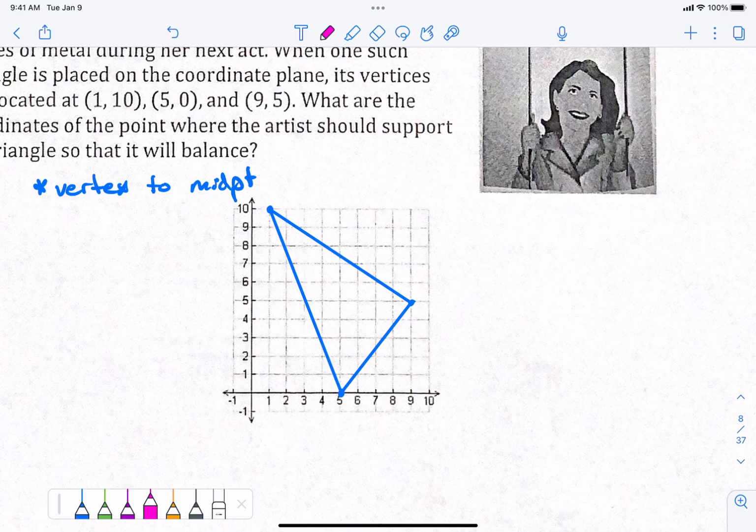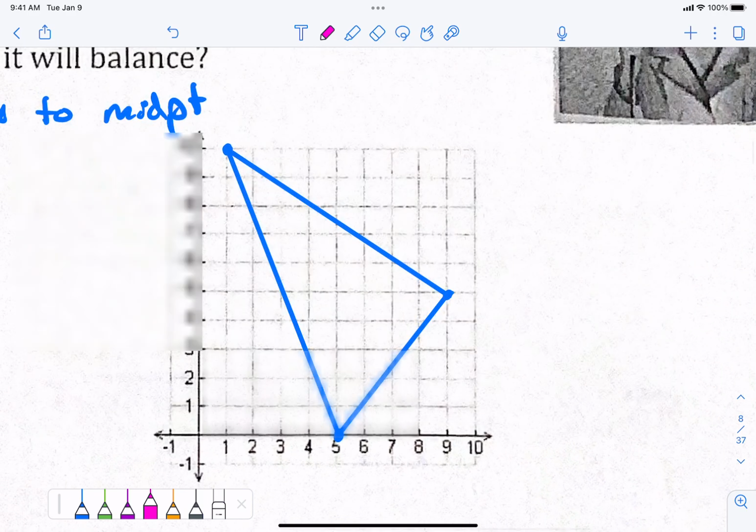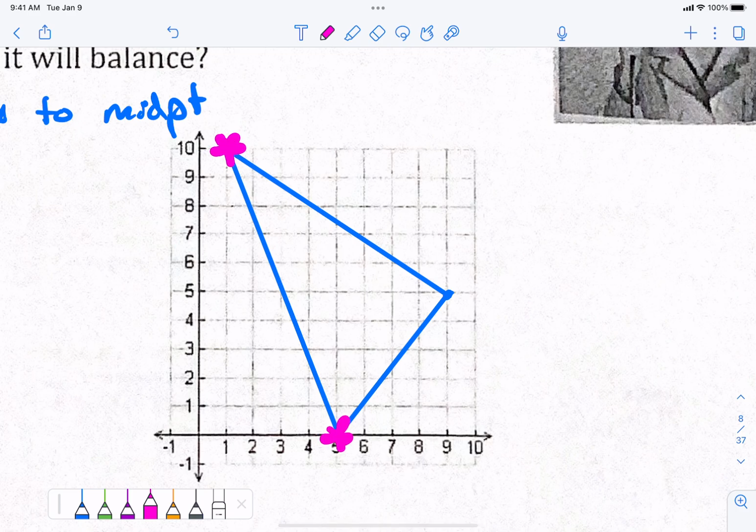Okay. So what I'm going to do is I could pick any midpoint, but I'm going to choose this one. I'm going to choose the midpoint of this side right here. I'm going to find the middle of that side. Okay? I'll show you. Because it comes out really nice. So we're going to choose these 2 vertices. This one is at 1, 10, and this guy is at 5, 0.